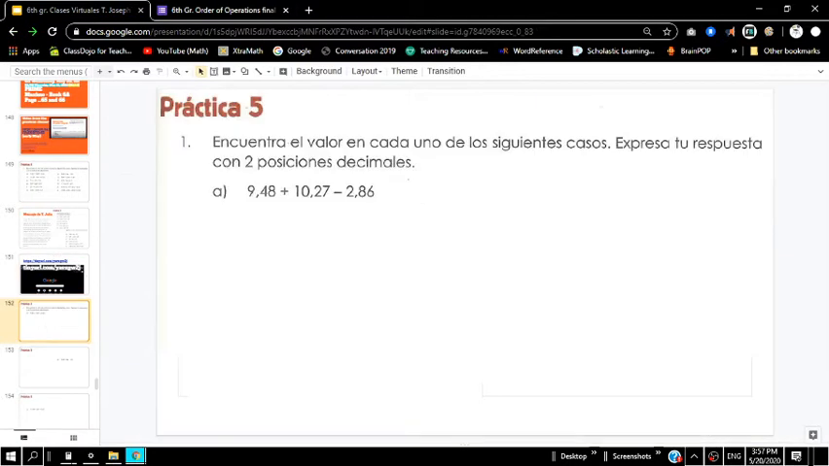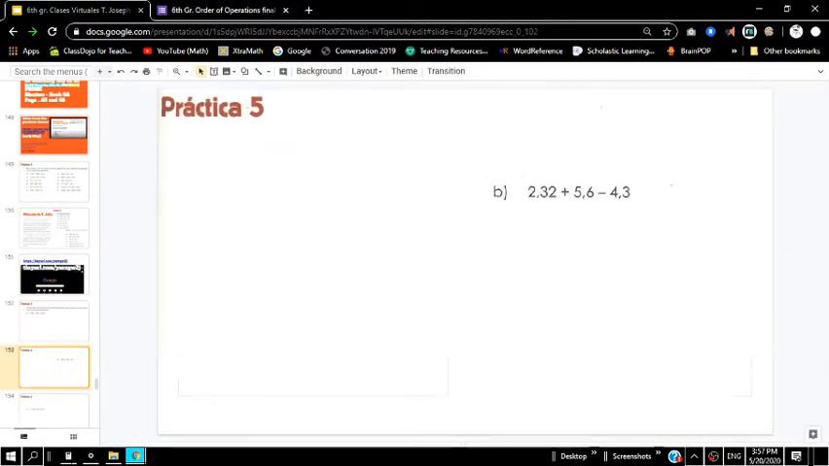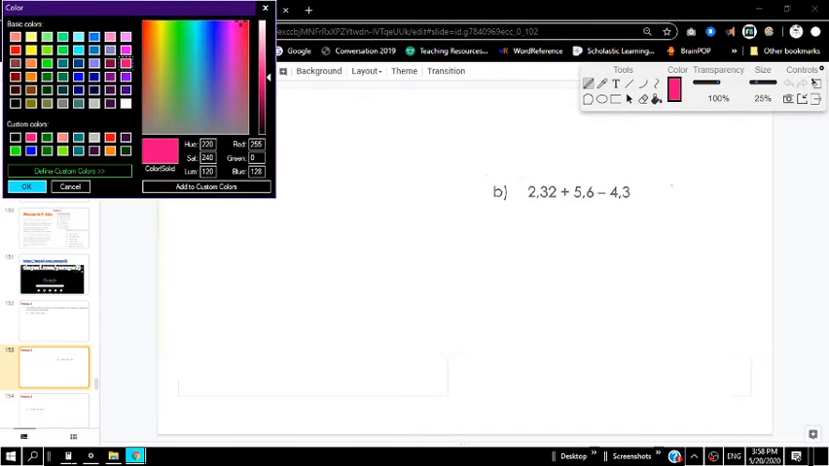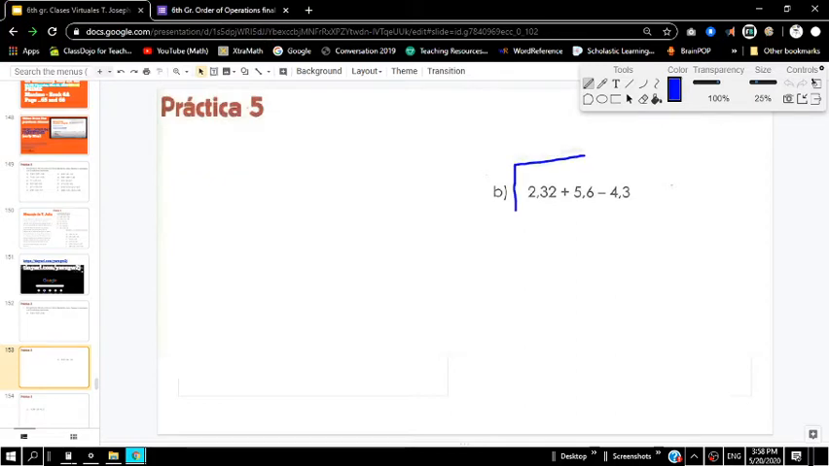Let's go to the next problem, letter B. Letter B says 2.32 plus 5.6 minus 4.3. Again, we do the problem from left to right. So let me just switch the color. Here we go. We're going to do this part first. So the addition first. 2.32 plus 5.6.